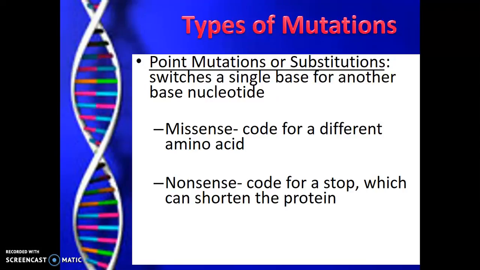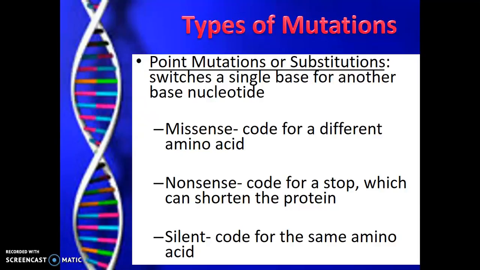Then you have a nonsense. With a nonsense, where you should be coding for an amino acid, by changing that single base, you change it from a code word for an amino acid to a code word for stop. So the ribosome reads stop, and it stops making the protein, which means the protein gets cut short. This is almost always really, really bad, and the protein doesn't work at all. So nonsense, because the protein doesn't make any sense, because it got cut short.